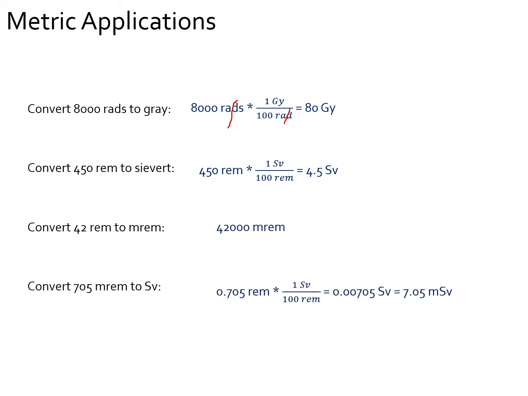Let me put all these on here, because I also did it in proportion, setting up 1 gray as 100 rads is equal to how many grays over 8,000 rads, if that's the way you like to do the conversions.